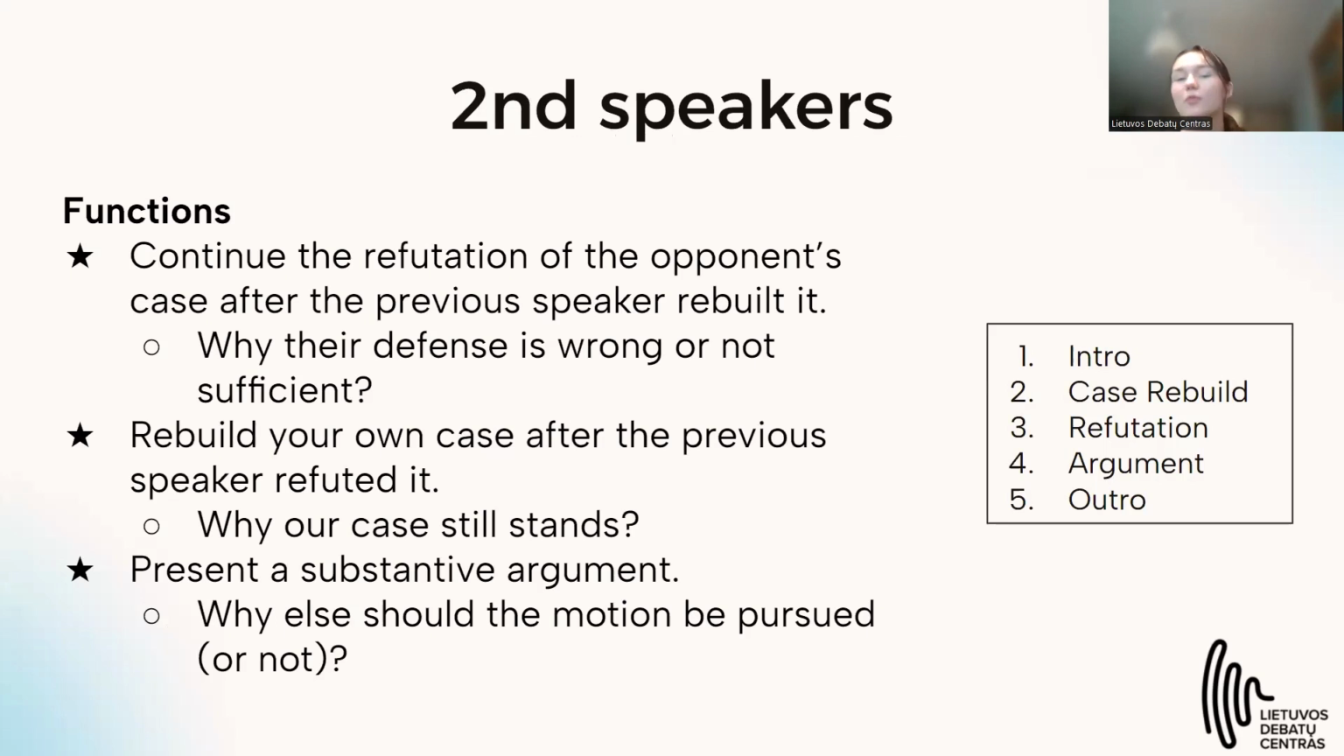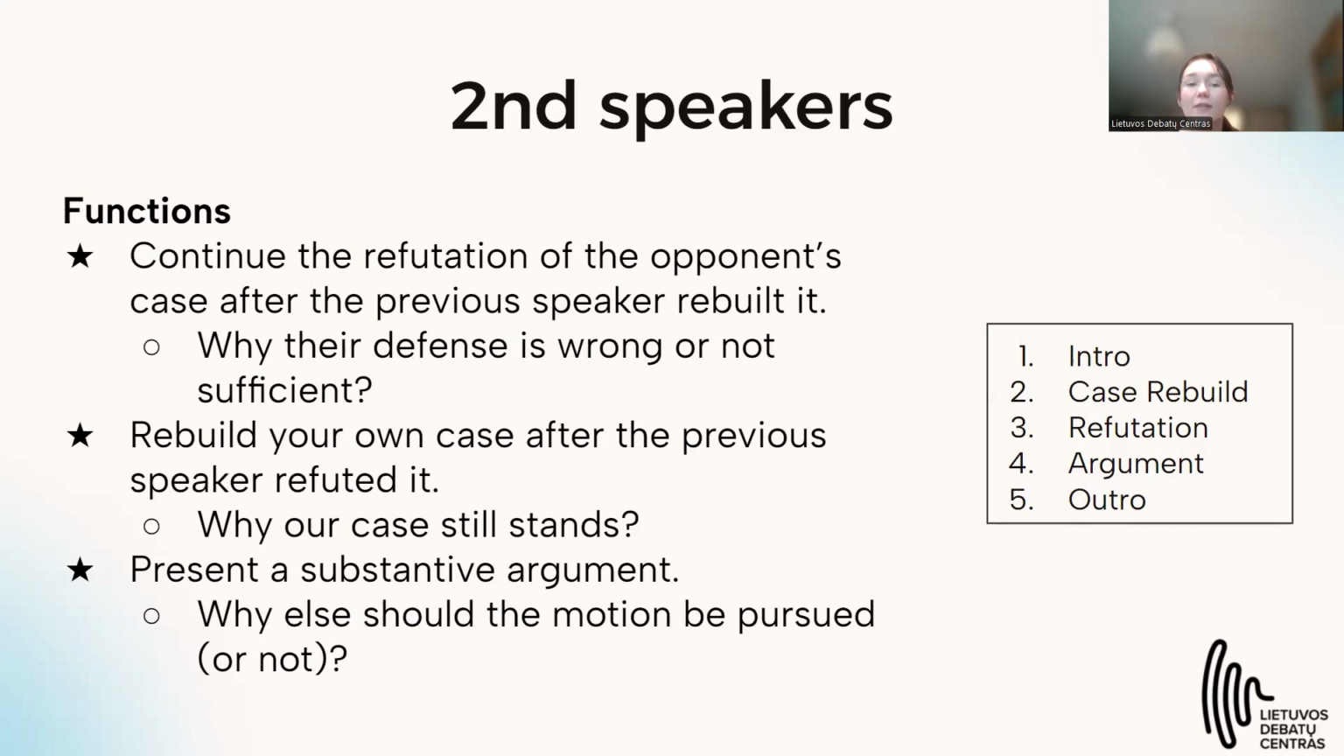Okay, now we're going to move to second speakers. In second speeches, at first you're probably going to follow some basic structure that I have provided to you here. But in time, when you're debating, you're going to understand that second speakers have a lot of burdens on their shoulders, right? Because their functions involve a lot of things. Firstly, they have to continue the refutation of the opponent's case, right? If I am second opposition, and my first opposition speaker maybe refuted the arguments, but I believe that I can expand on that, I will have to do that.